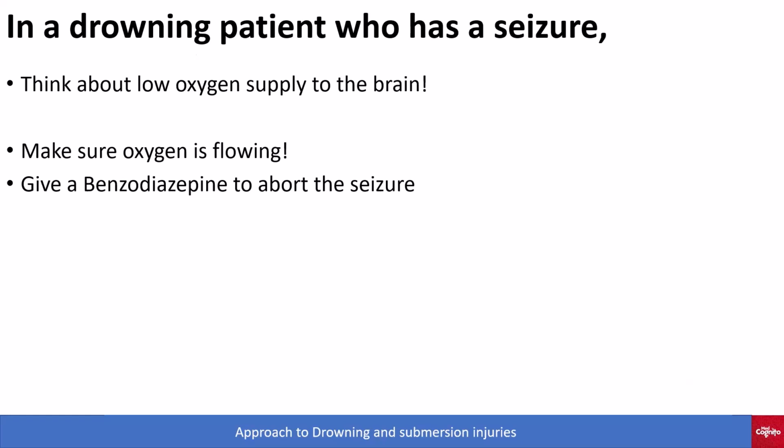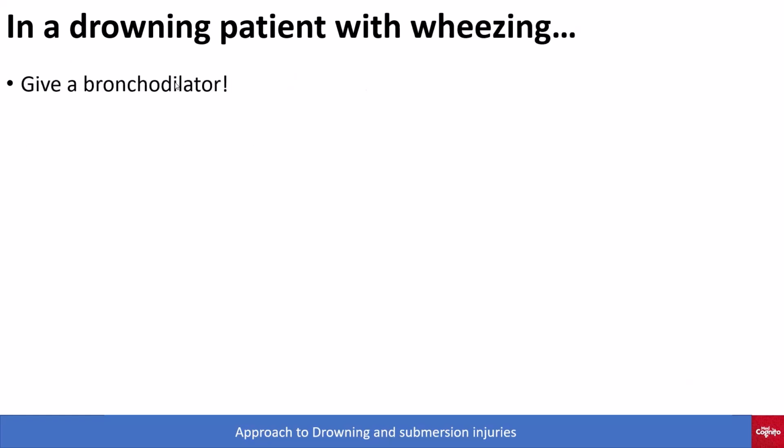In a drowning patient who has a seizure, what should you do? Remember that seizures can occur as a result of hypoxemia. So when you have a patient who drowns and starts seizing, you have to start thinking about low oxygen supply to the brain. Therefore, let me start giving oxygen, and while I'm giving oxygen, I'm also going to get my benzodiazepine like lorazepam. There are some nuances and some funny things you need to know about drowning. If a drowning patient starts seizing, of course I'm going to get my benzodiazepine, but I also need to make sure the patient is getting oxygen, because there could be some hypoxic encephalopathy going on.